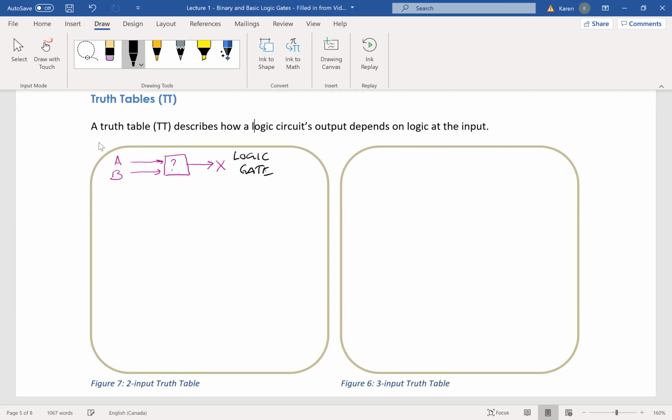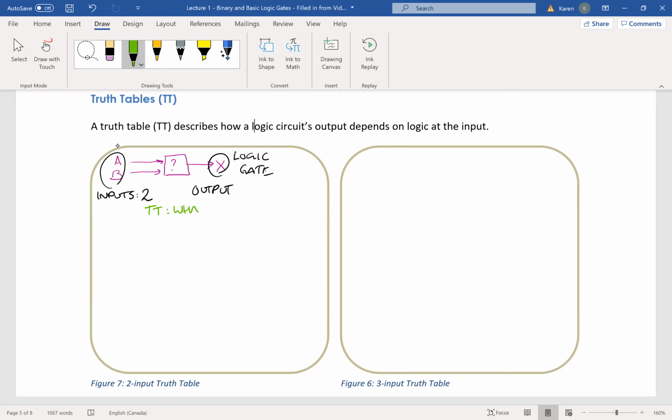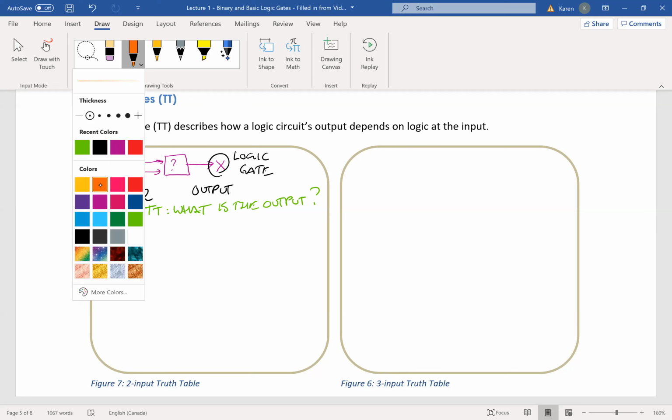So this is just a logic gate. And we say, how many inputs are there? These are the inputs. And there are 2 in this example, and this is the output. So a truth table is just a tool that says, what is the output given the inputs that we have? Well, we organize a truth table in the following manner.